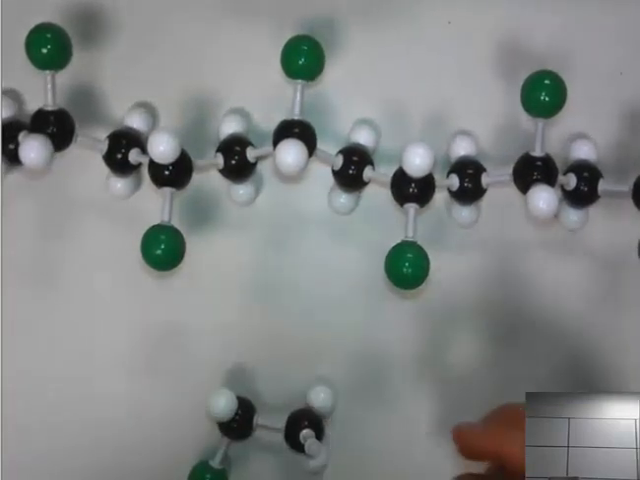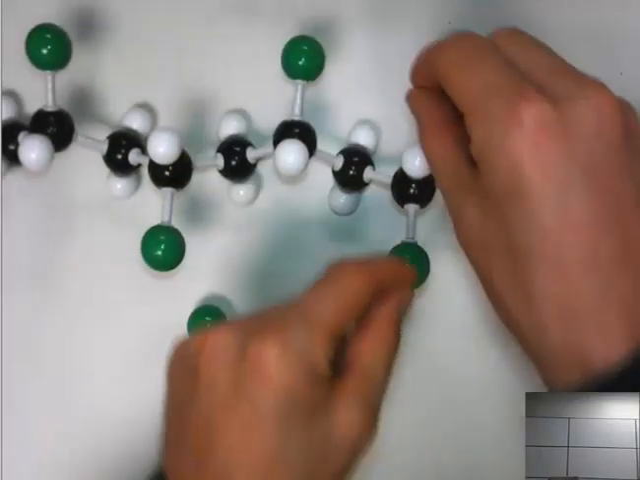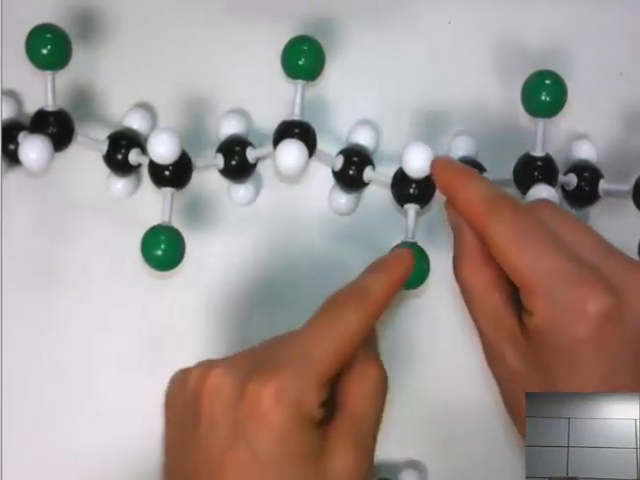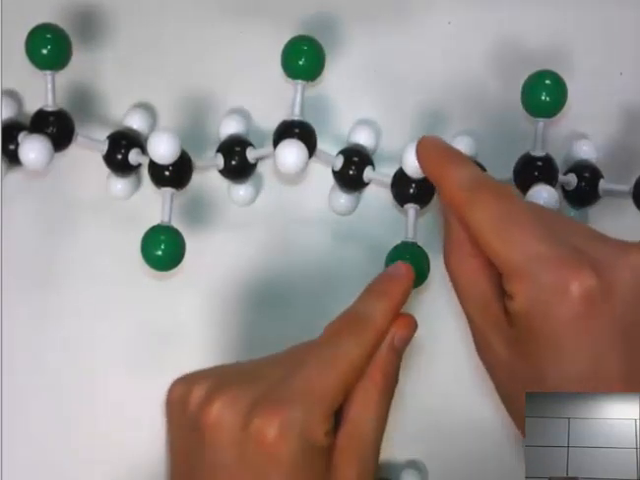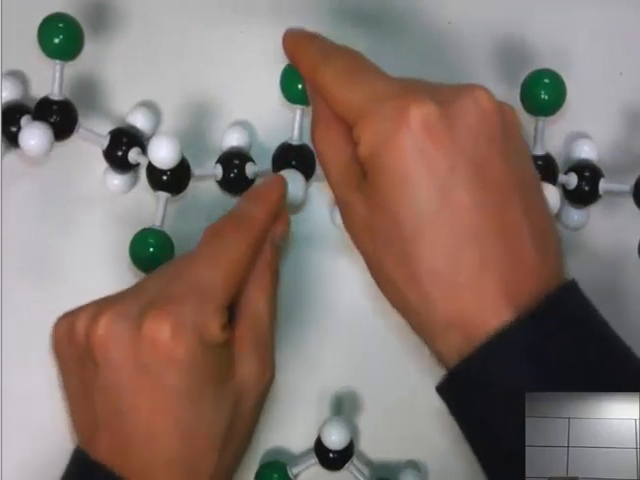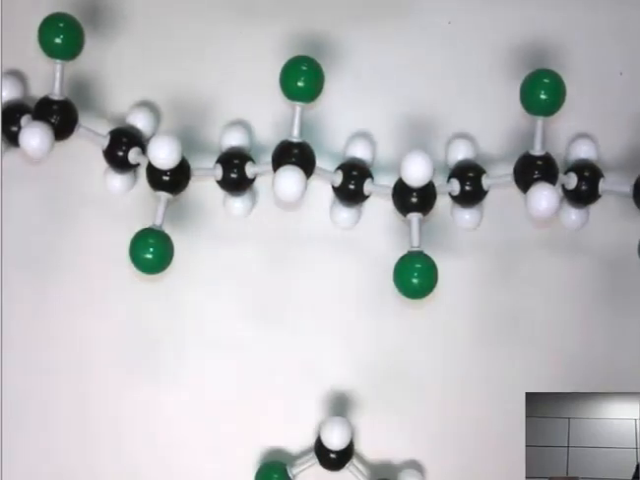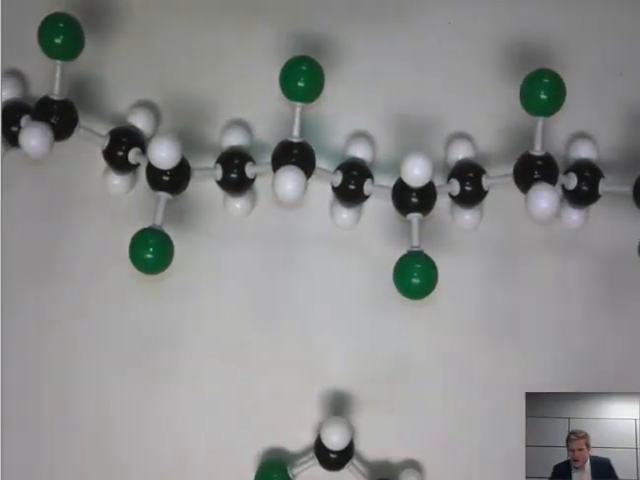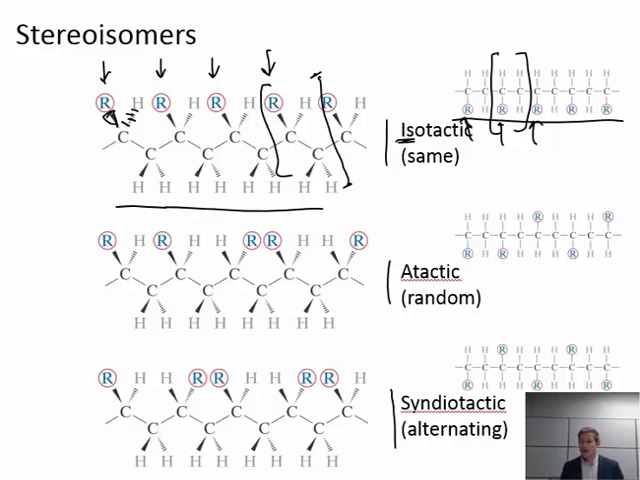The important thing here is that even though all I did was switch just these two side groups, there's no way to get this side group to be equivalent to this side group just by rotating through the single bonds. And that is what stereoisomers are all about.